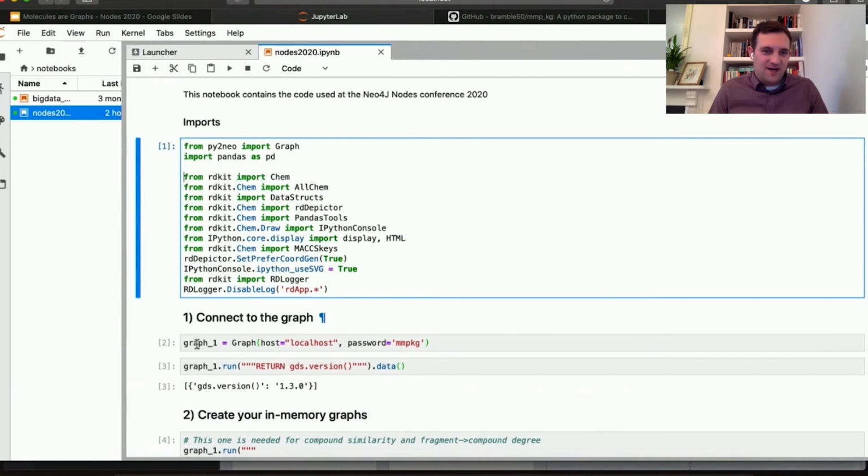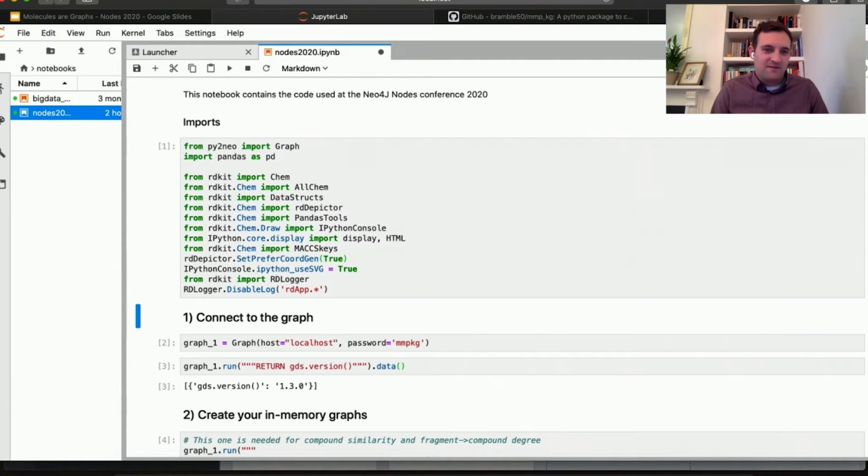So first of all, let's run our imports. Let's connect to the graph. We've got the graph data science library installed within this graph, so let's just check that that's there. We need that for this to work. So yeah, we've got our GDS, we're running 1.3.